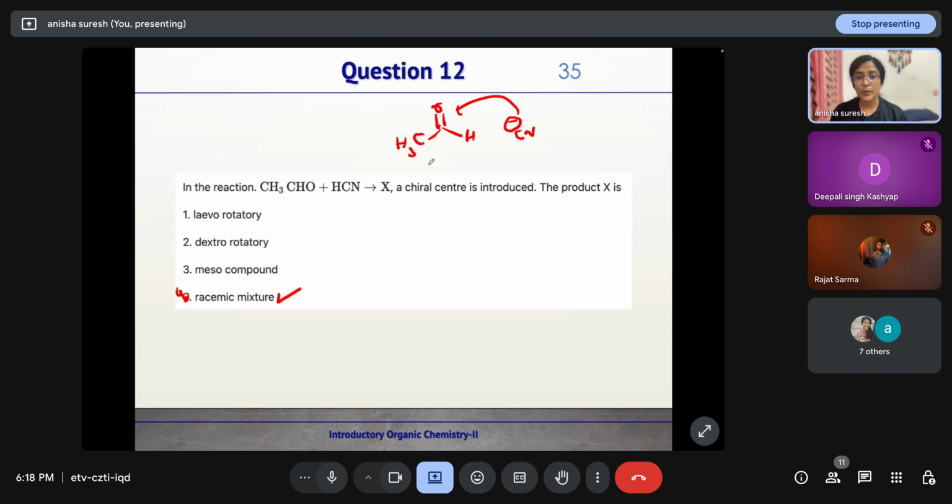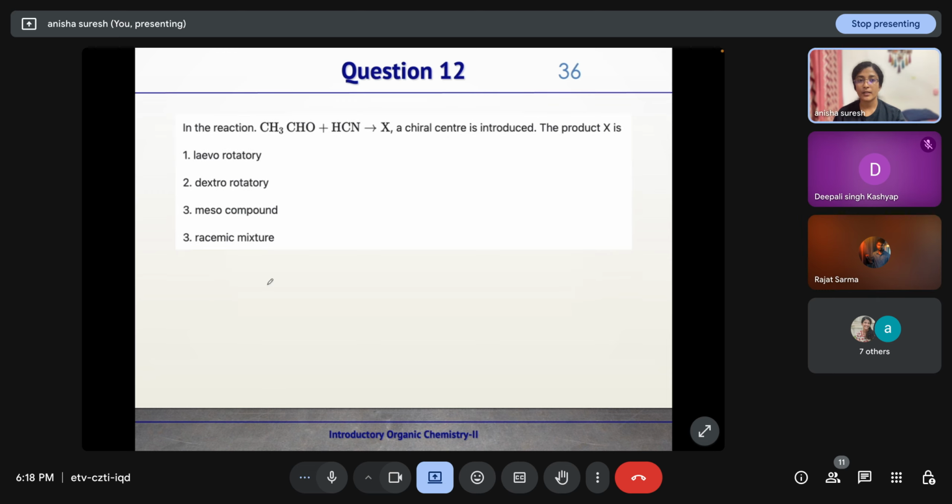So we will get an equal amount of R and an equal amount of S. Because of that, in total, there will be no optical activity. So that will be a racemic mixture. Clear? So the answer will be racemic mixture, option 4.